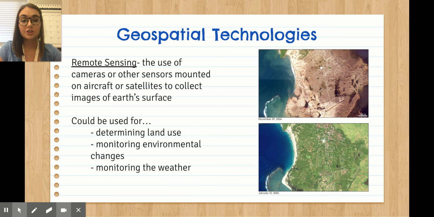So, just a quick overview, two ways that geographers collect data, either through fieldwork or geospatial technologies. And the three geospatial technologies are GIS, GPS, and remote sensing.